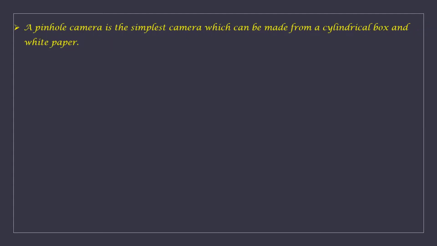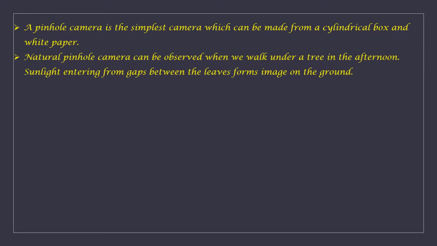A pinhole camera is the simplest camera which can be made from a cylindrical box and white paper. A natural pinhole camera can be observed when we walk under a tree in the afternoon, and sunlight entering from gaps between the leaves forms image on the ground.